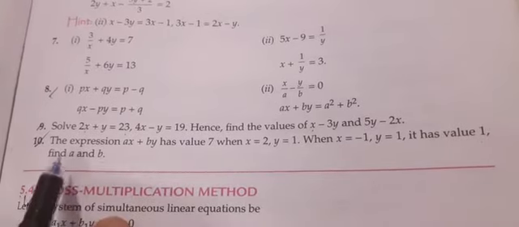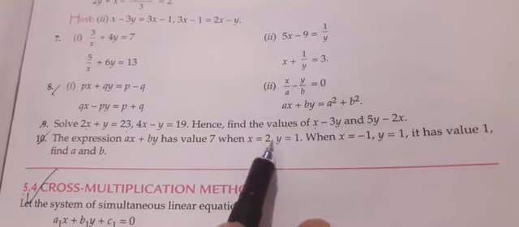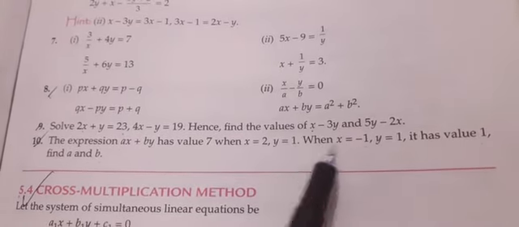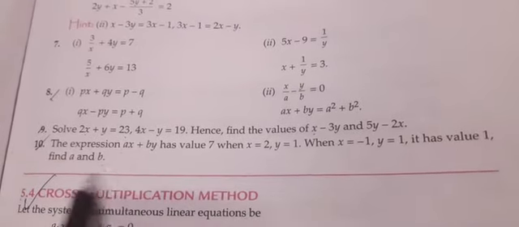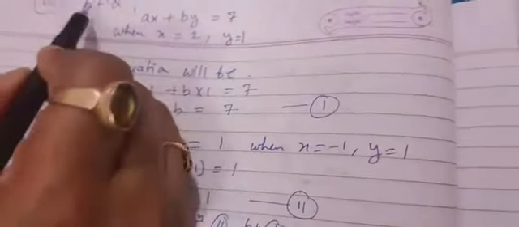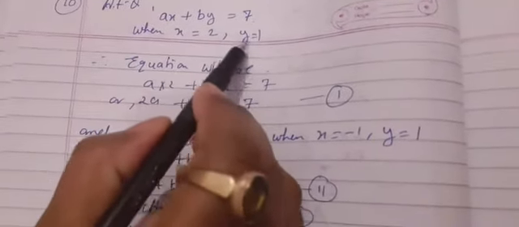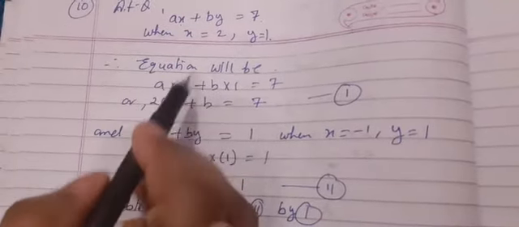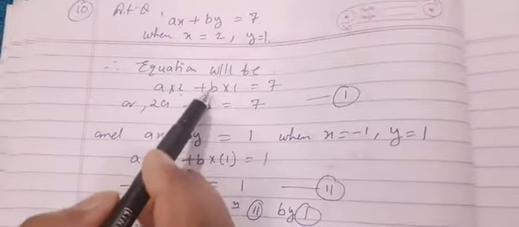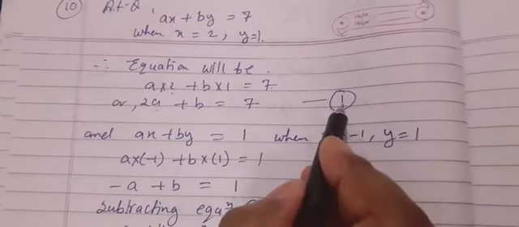Again I am rereading the question. The expression ax plus by has value 7 when x is equal to 2 and y is equal to 1. When x is equal to minus 1 and y is equal to 1, it has value 1. Find a and b. So how I have started: I have written according to the question, ax plus by is equal to 7 when x is equal to 2 and y is equal to 1. So I use those values here. The equation will be a into 2 and b into 1, that is equal to 7. It means 2a plus b is equal to 7. This is equation 1.